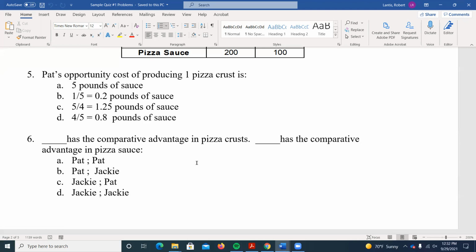Typically what we see is we end up producing goods where we have a comparative advantage. That's the difference between absolute and comparative. You can have an absolute advantage in producing both goods, but you'll only ever have a comparative advantage in producing one of those. Questions on that one before we keep moving? All right.